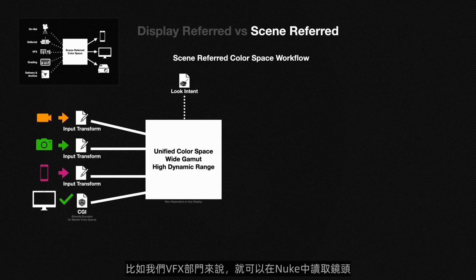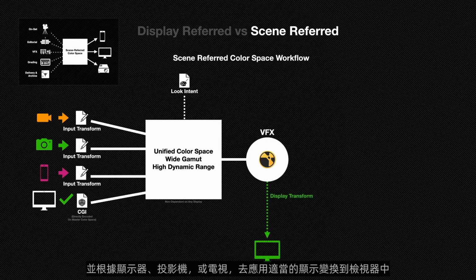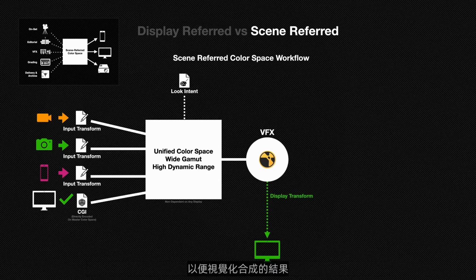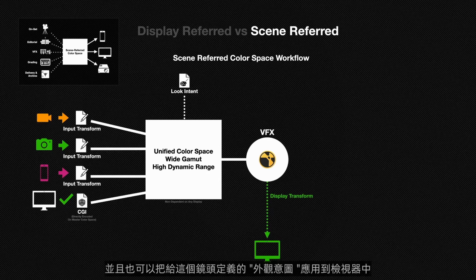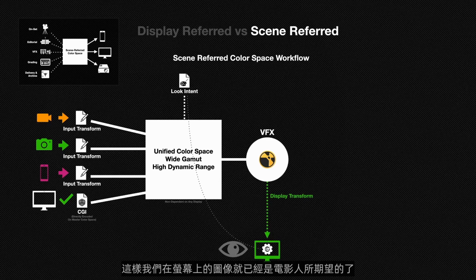In our case, for the VFX department, we can, for instance, read the footage in Nuke, apply to our viewer the appropriate display transform according to the monitor or projector or TV we are using to visualize the composition, and also apply to the viewer the look intent defined for this shot. So we are going to have on our screen the image as the filmmakers intended it to be, while our footage is still intact. They are just visualization corrections applied to the viewer.